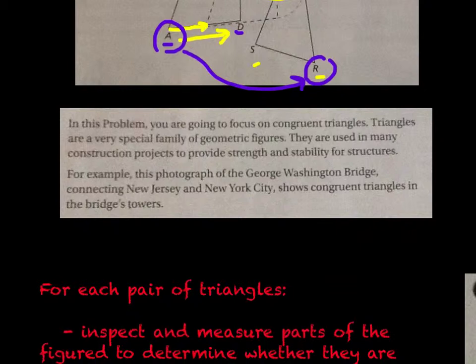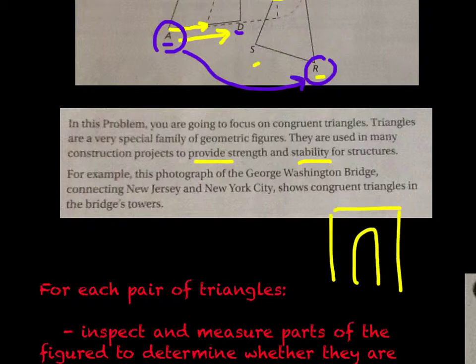In this problem, you're going to focus on congruent triangles. Triangles are a very special family of geometric figures. They're used in many construction projects to provide strength and stability for structures. For example, there is a photograph in the book of the Washington Bridge connecting New Jersey and New York City, and it shows that there's congruent triangles in the bridge's towers. So the bridge is shaped approximately like this, but there are triangles that support that bridge all the way through it, and those triangles are what provide that stability.